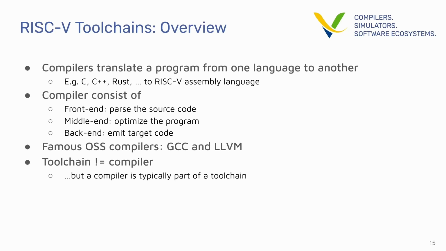Famous OSS compilers are GCC and LLVM. What we should note here is that toolchains are not identical to compilers. But typically a toolchain contains one or more compilers.